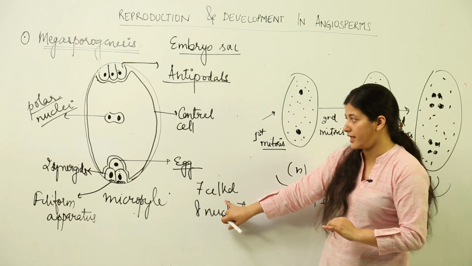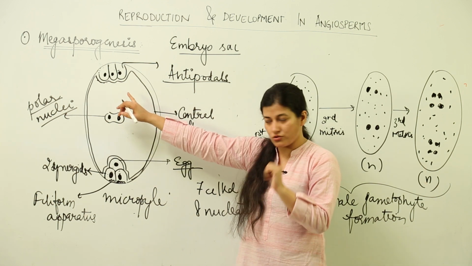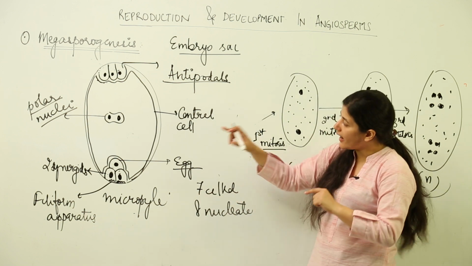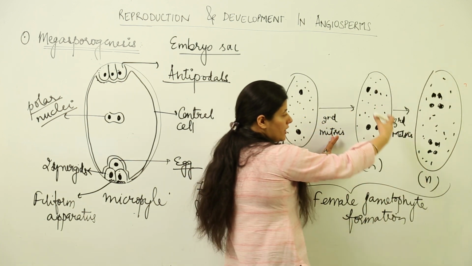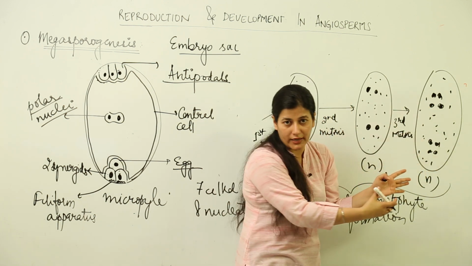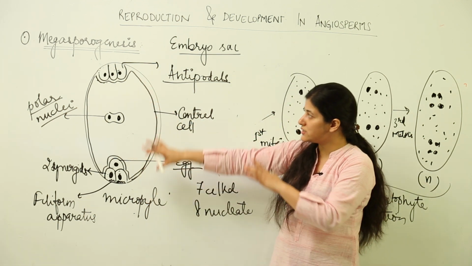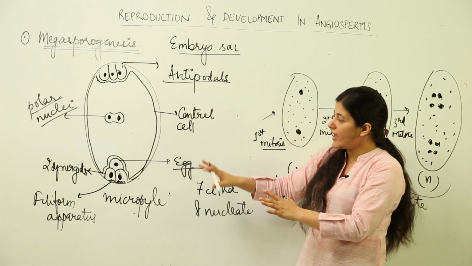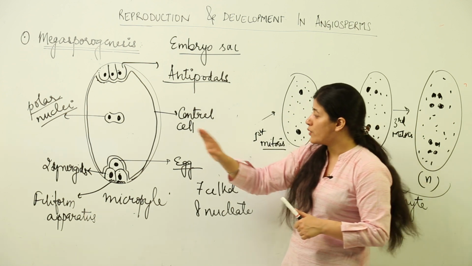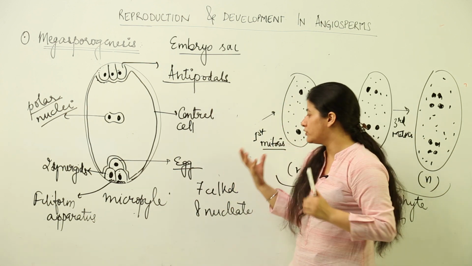It is 7 cells: 2 synergids, 1 egg, 3 antipodals, that counts to 6, and 1 central cell, that happens to be the 7th one. So, we have 7 cells and 8 nuclei, as I discussed earlier also. Due to 3 consecutive mitotic divisions, we have 8 nuclei which are present, arranged in such a manner as represented over here. So, what is this? This is the female gametophyte. We had megaspore being formed, and inside the megaspore, that was certainly haploid, we have the female gamete. So, this is all about megasporogenesis.